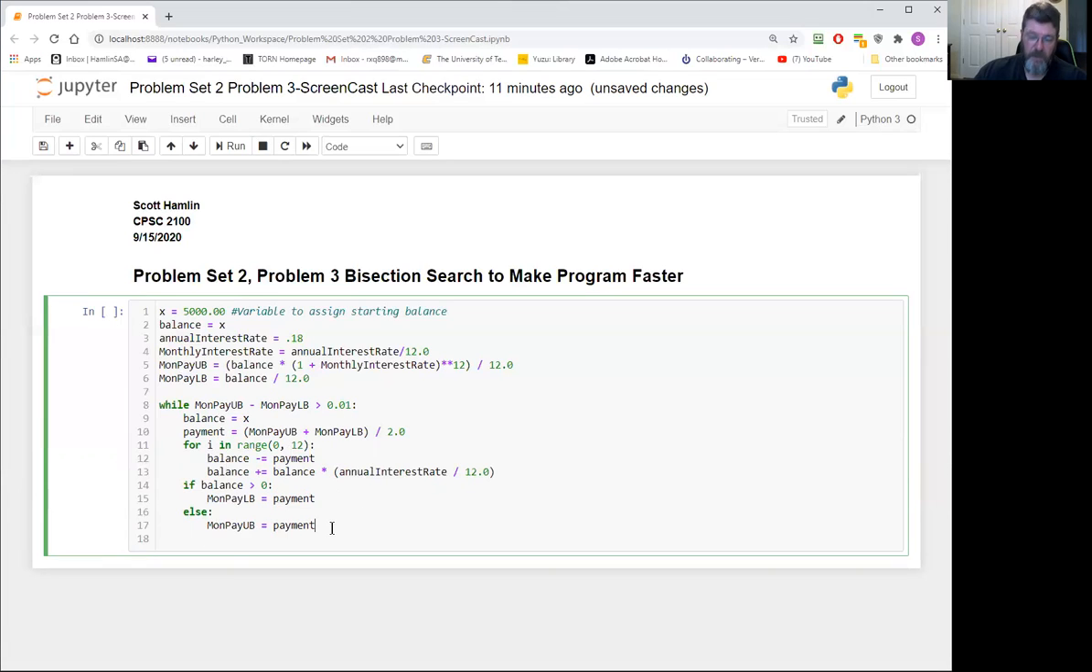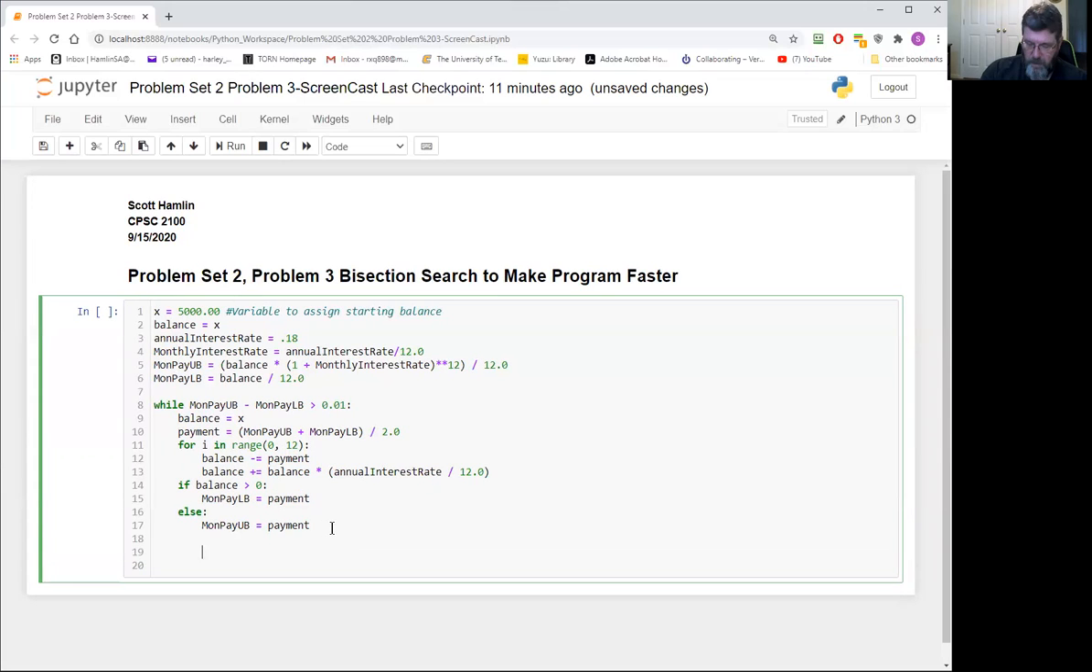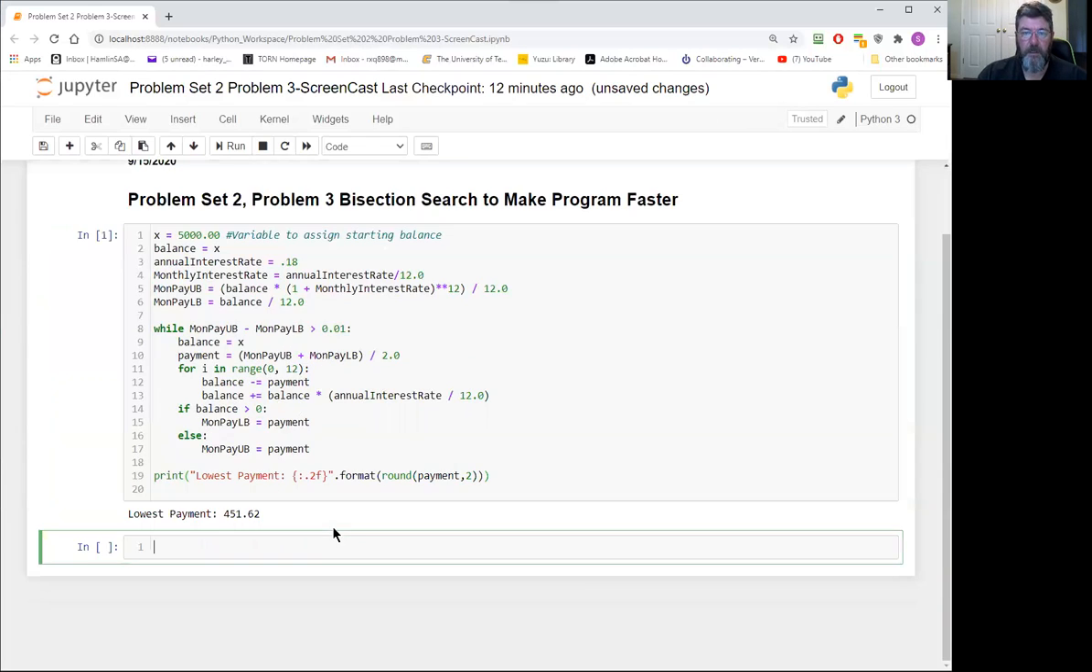Once we exit this while loop, I want to print out the lowest payment, and then do our formatting magic here. I want to round the payment, and we're going to round it to 2 decimal places. Let's see what happens. Lowest payment: $451.62. We just want to see if it's working.